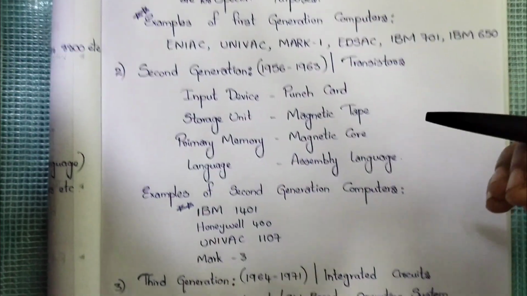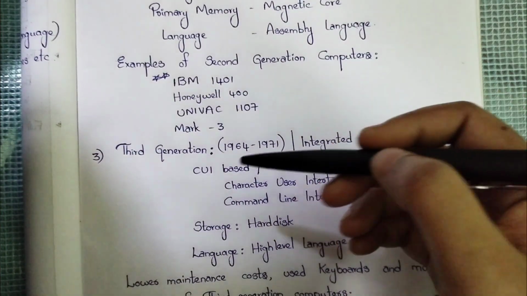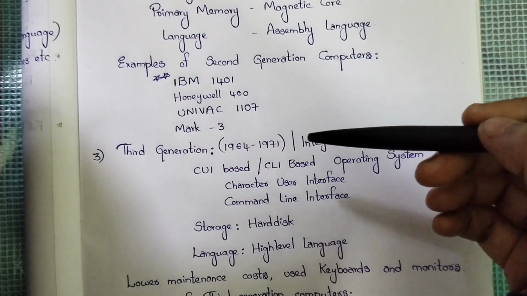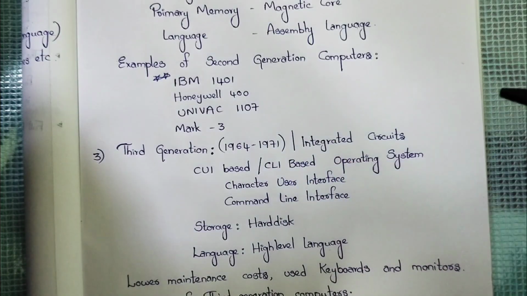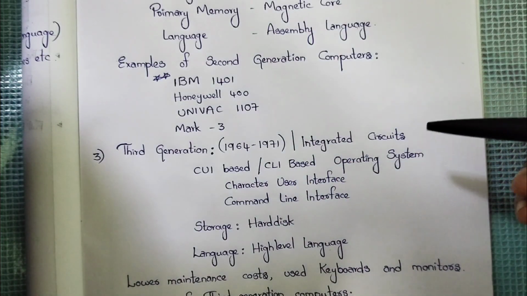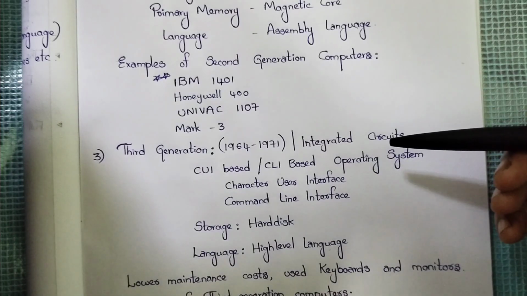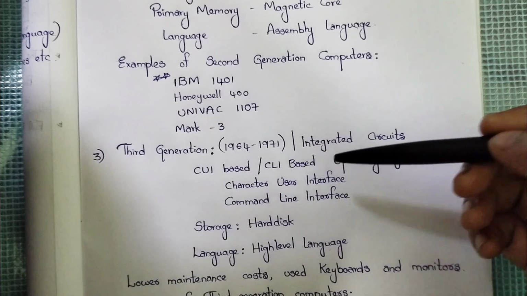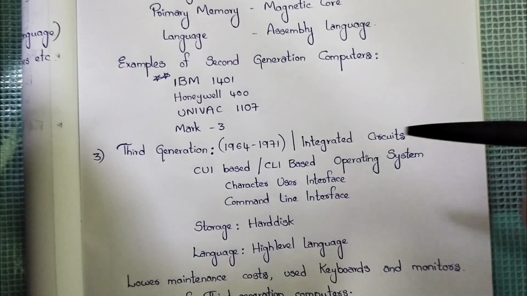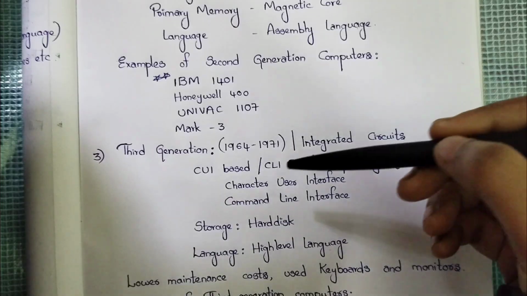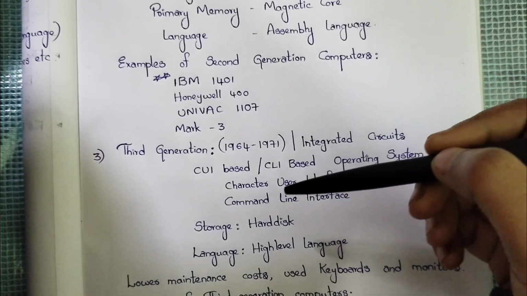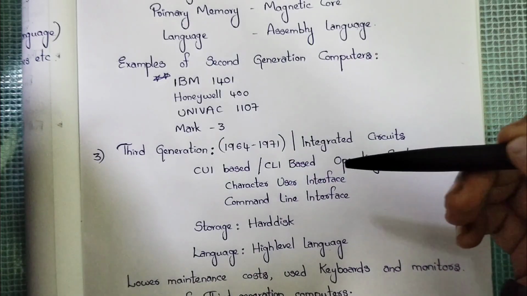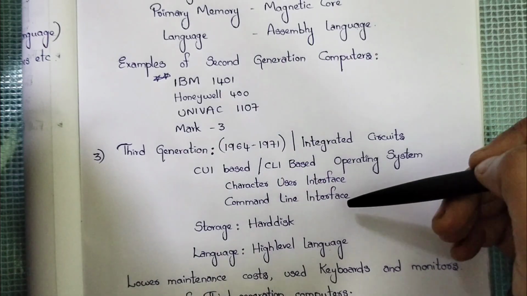Okay, so now let's talk about the third generation computers. Third generation began in the year 1964, and the important components are integrated circuits. These are the computers where for the first time CUI based or CLI based operating systems were introduced. What is CUI? What is CLI? Character user interface, that is CUI. Command line interface, that is CLI. Important abbreviations, you need to remember this.